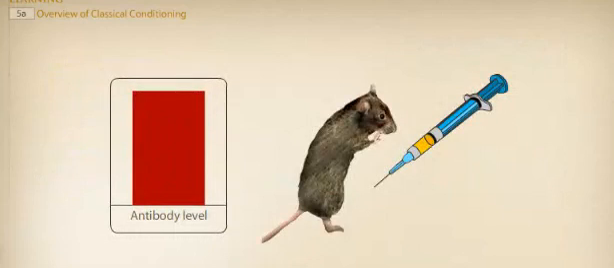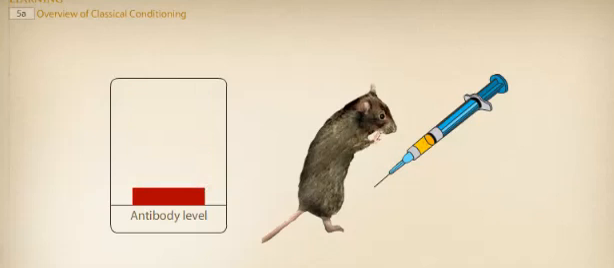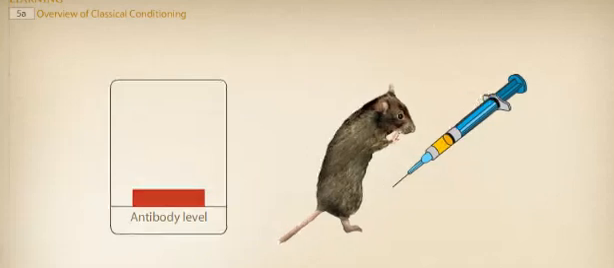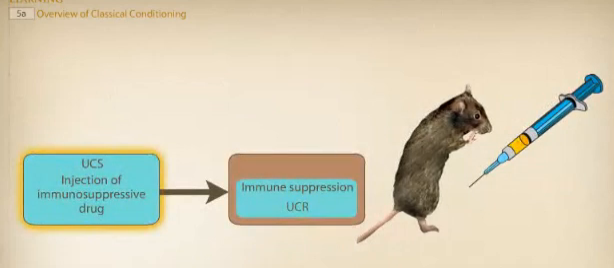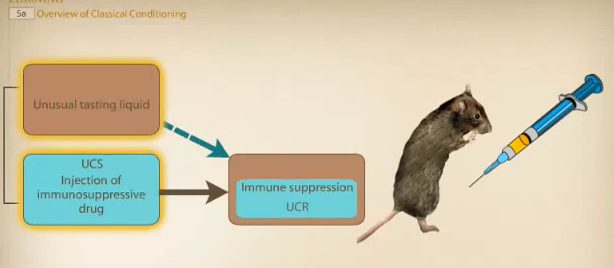Classical conditioning can also influence physiological processes. For example, classical conditioning procedures can lead to immunosuppression, a decrease in production of antibodies. In a typical study, rats are injected with a drug that chemically causes immunosuppression. This injection is the unconditioned stimulus. At the same time as the injection, the rats are given an unusual tasting liquid to drink. This liquid is the conditioned stimulus.